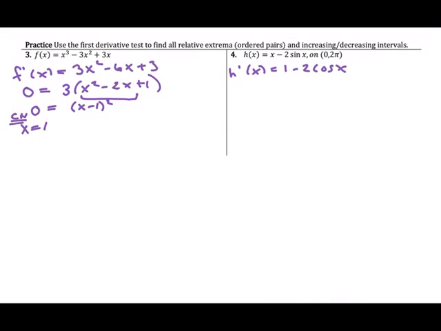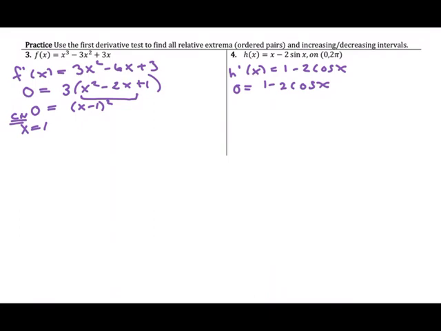So the only critical number that we have is x equals 1. I'm going to finish up that same process on number 4. Here we have the derivative. The derivative of x is 1. The derivative of negative 2 sine of x is negative 2 cosine of x. So this is also defined everywhere. Cosine is defined everywhere. So the only possible critical numbers would be what I get when my derivative is equal to 0.